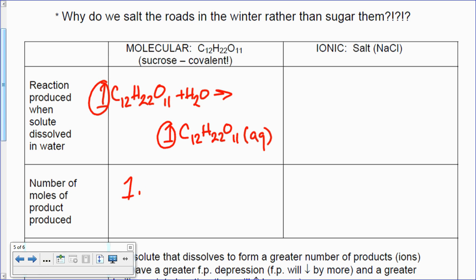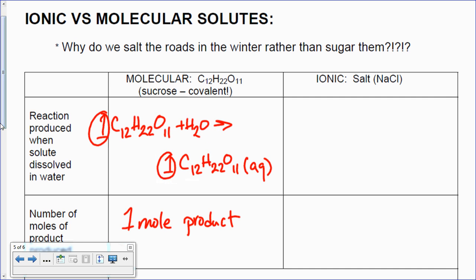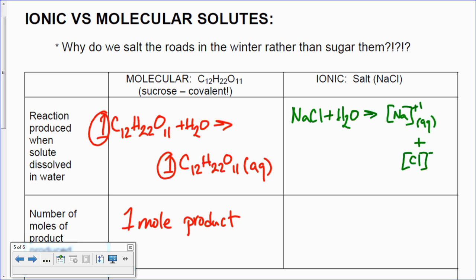So 1 mole product produced. Now let's look at the ionic compound, the electrolyte, the salt, NaCl. When I take NaCl and I add H2O to it, it does something special because NaCl can break apart. It's ionic. It breaks into Na+1 aqueous and Cl-1 aqueous. So as you can see, it broke apart. One molecule broke apart into the ions that made it.